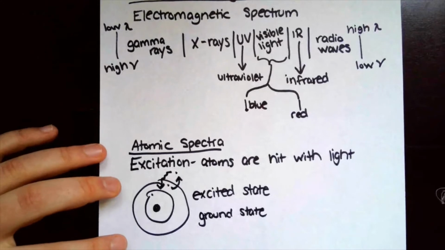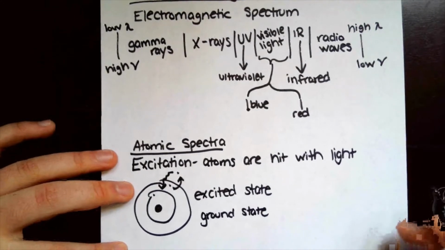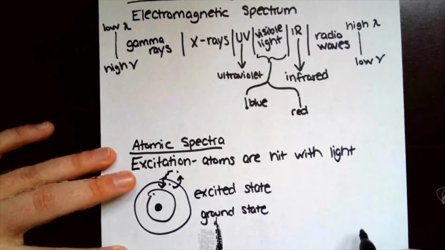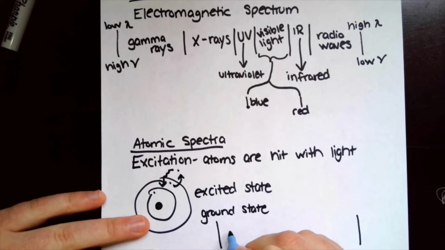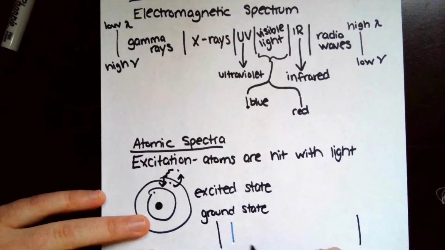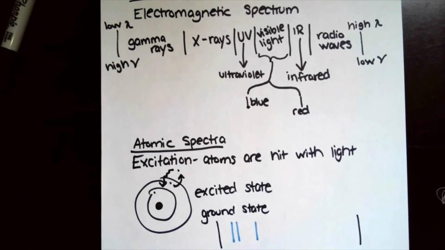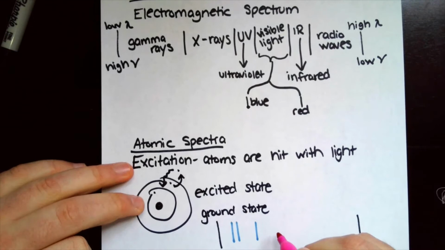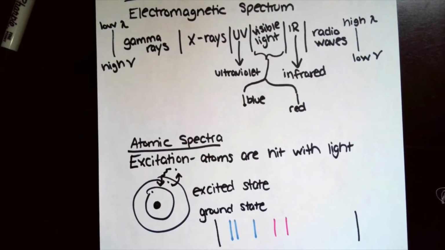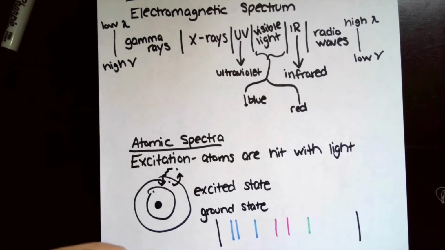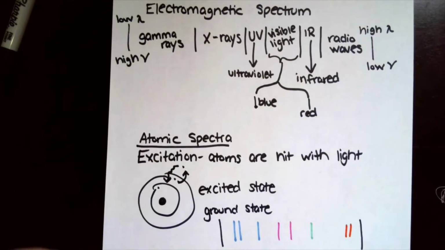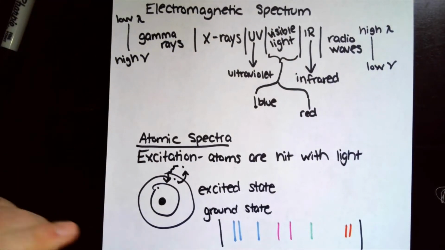So every type of element has a unique atomic spectra. An atomic spectra is basically a pattern of light. So let's say, and I'm just making this up, for one we might have something like this: some blue here, then it might go to pink like this, green, and then to orange. So that might be a spectrum, an atomic structure for one element.